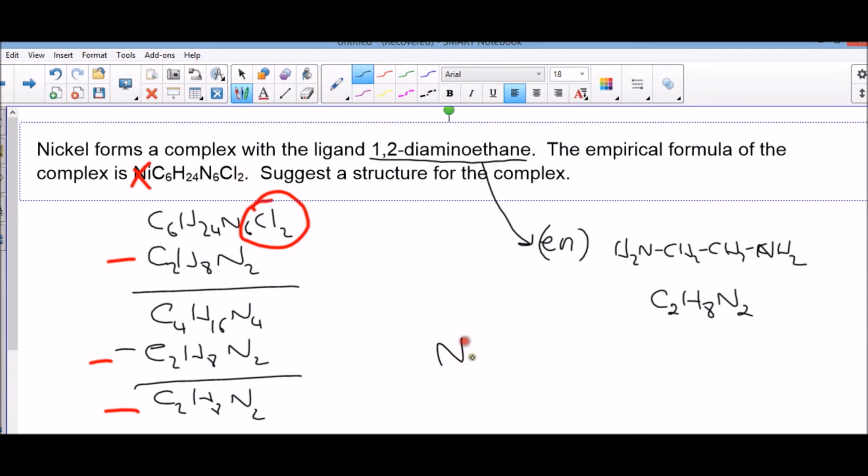So we're going to draw the nickel in the middle. We've identified that there are 3 of these ligands, and we should know that this one is bidentate because each of these nitrogens has a lone pair on it. So that means that this nickel is going to be 6 coordinate, which means that it's going to be octahedral. So there is the nickel in the middle, and then we're just going to add those ligands around it like we have been doing all the way through.